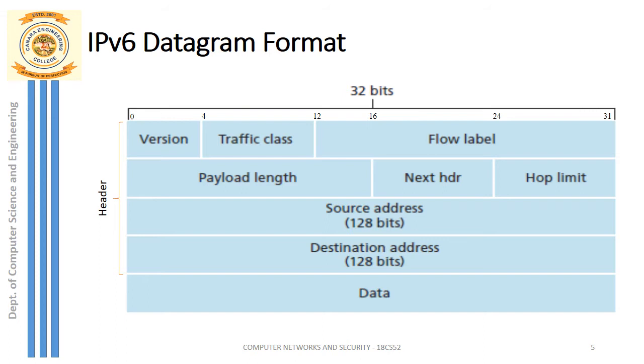The diagram shows you the simplified IPv6 datagram format, which includes several fields like version field, traffic class, flow label, payload length, next header, hop limit, and source and destination address. As I told, IPv6 provides a 128-bit address. That is why it provides 128 bits of source address and destination address. And one important feature of IPv6 is that it has a fixed 40 byte header length.